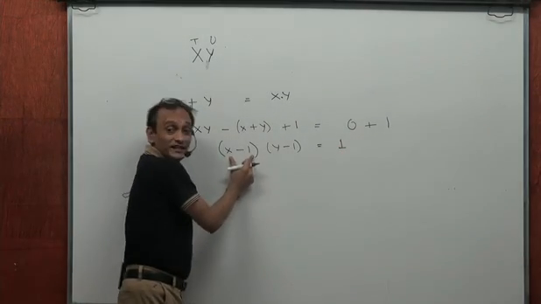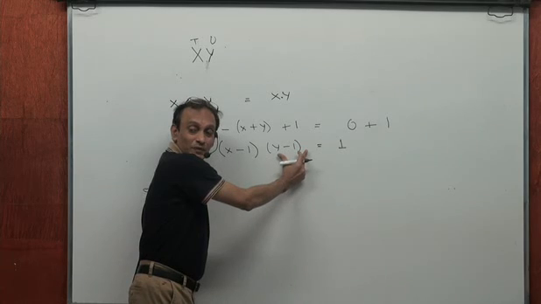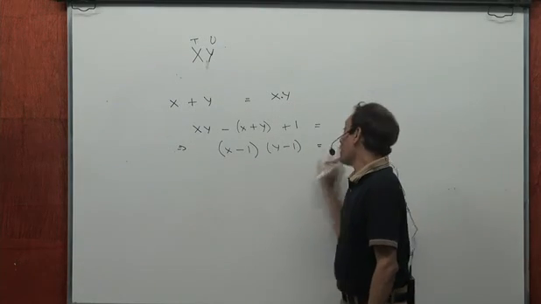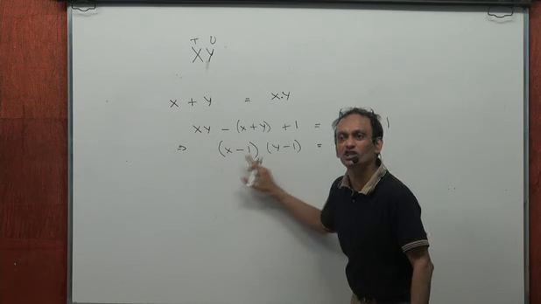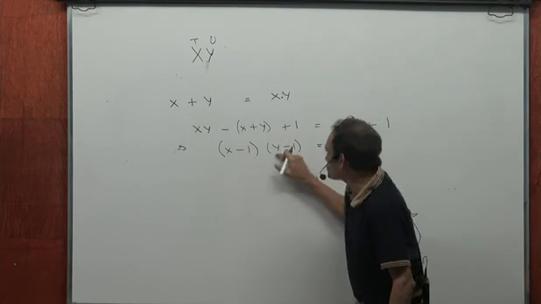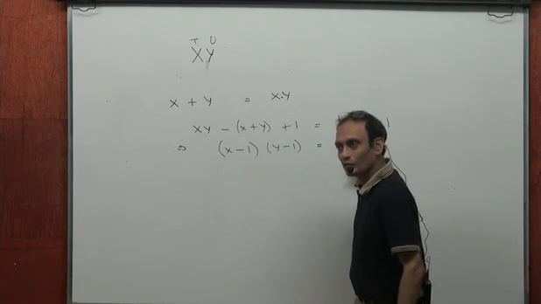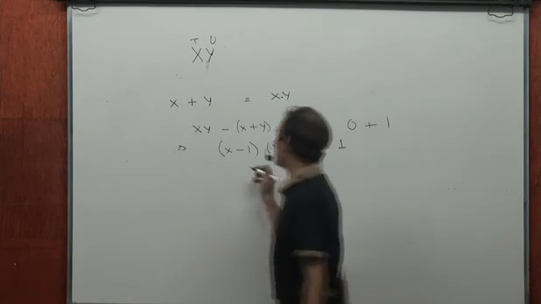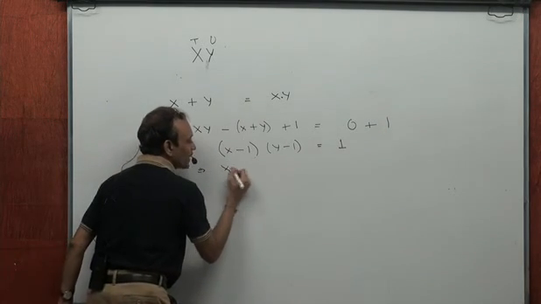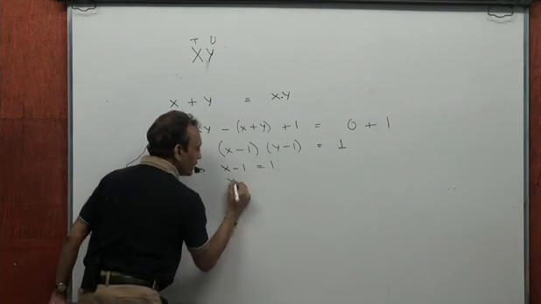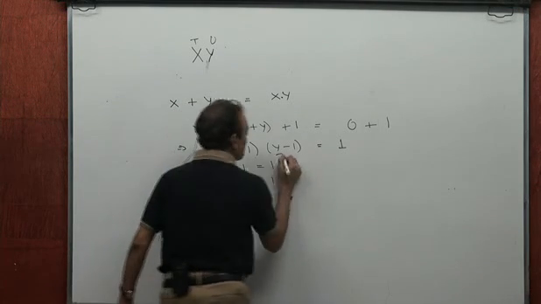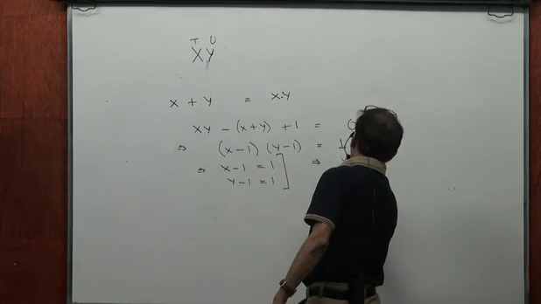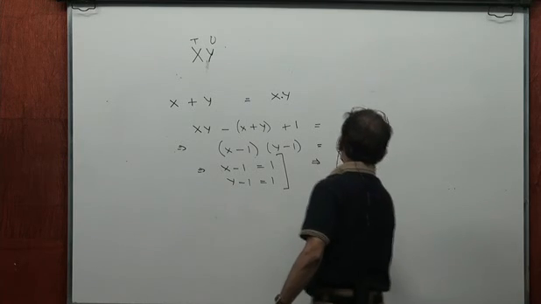x minus 1 is a natural number, y minus 1 is a natural number. Their product is 1. The only possibility is each must be 1, isn't it? Product of these two natural numbers is 1. What's the only possibility? Each must be 1. That means x minus 1 must be 1, y minus 1 must be 1. That leads us to an exclusive x equal to 2 and an exclusive y equal to 2.